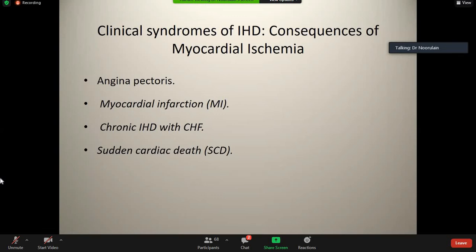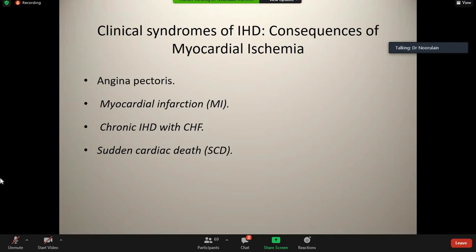Myocardial infarction occurs when the severity or the duration of the ischemia is sufficient to cause cardiomyocyte death. What is the difference? Angina is the ischemia of the myocardial tissue, but not leading to myocyte death. In myocardial infarction, ischemia leads to cardiomyocyte death.